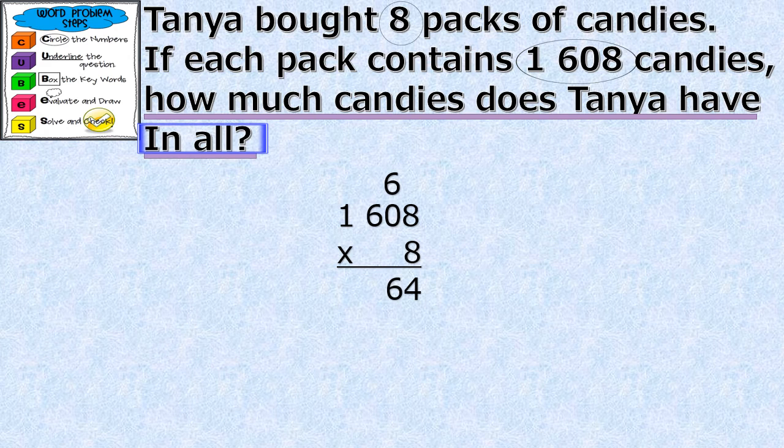8 times 6 equals 48. Regroup 48 as 800 and 4,000. Place your 800 under your hundreds column. Carry your 4,000 above your thousands column. 8 times 1 equals 8. 8 plus 4 equals 12. Regroup 12 as 2,000 and 1 ten thousand. Place your 2,000 under your thousands column. Place your 1 ten thousand under your 10,000s column. So altogether, Tanya has 12,864 candies.